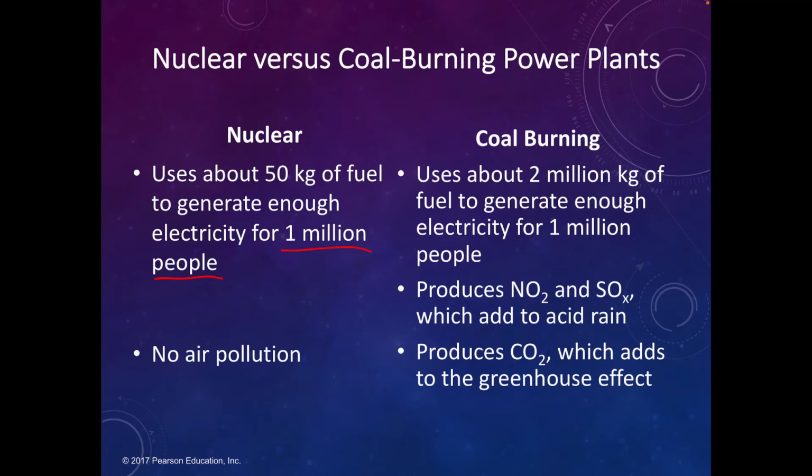It produces nitrates and sulfates and all kinds of things that add to acid rain, which causes a lot of harmful effects in the environment, in addition to degrading marble and things like that. It also produces carbon dioxide, which adds to the greenhouse effect, which is impacting global warming, right? And coal burning is not very efficient. We need 2 million kilograms to generate enough electricity for 1 million people. Okay, so 50 versus 2 million, that's a big difference.